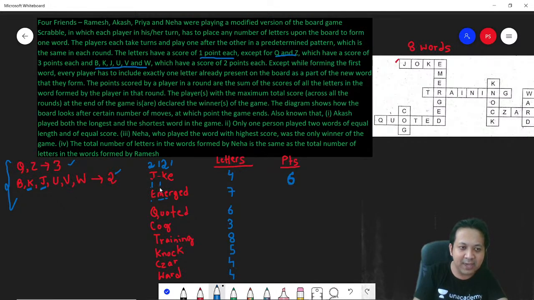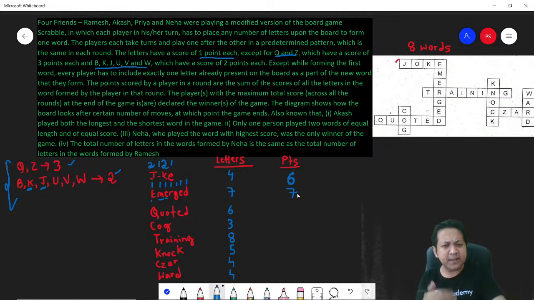E is 1, M is 1, E is 1, R is 1 not mentioned, G is not mentioned 1, E is 1, D is 1. So can I say a total of 7 points, right? Similarly, please write down the points for the other words.